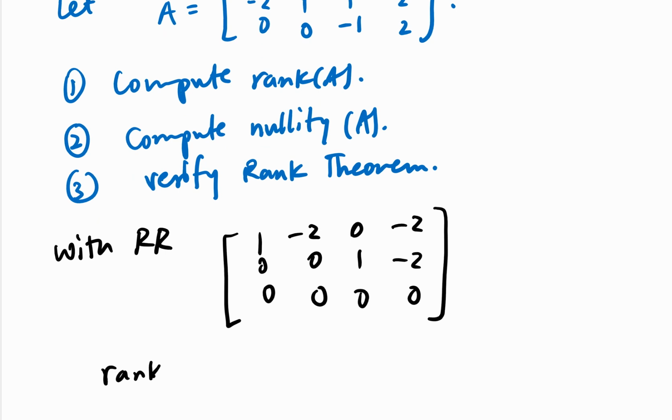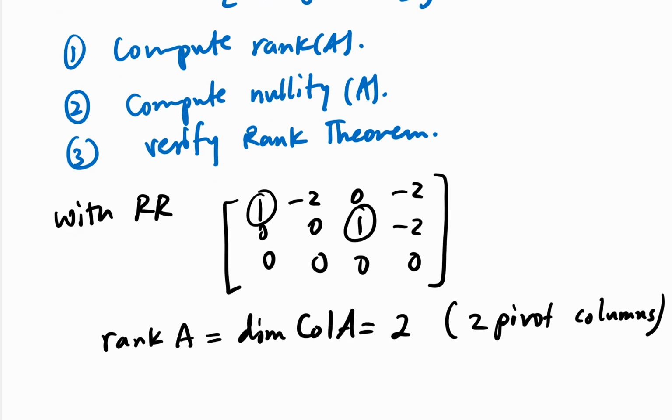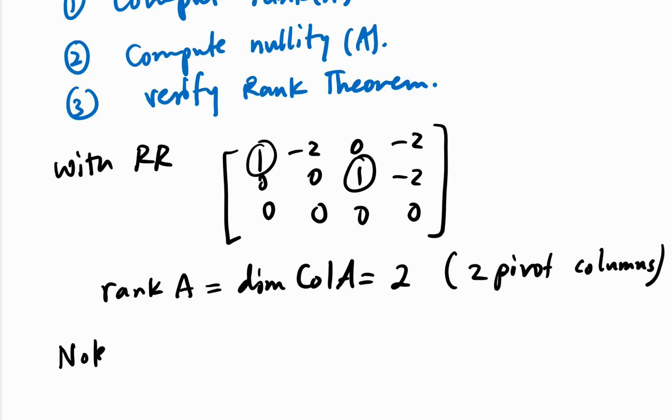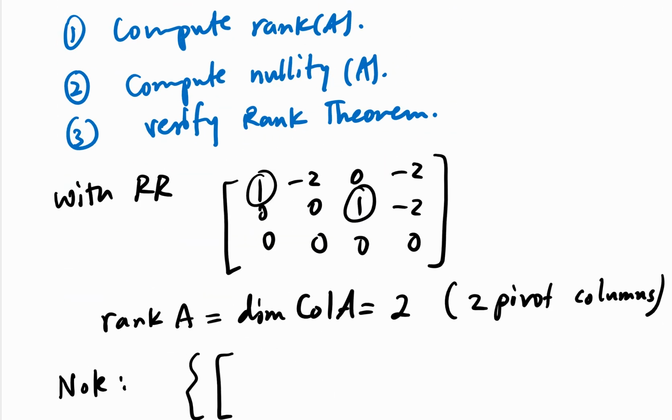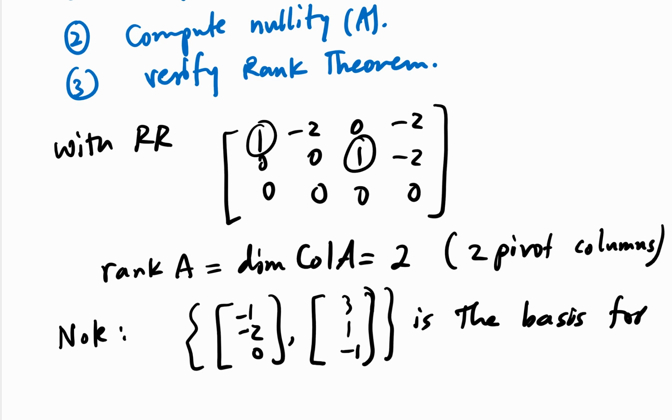What's the rank of A? How many pivots? 2 pivots. So that's the dimension of the column space of A, which is 2 pivot columns. Note, if you remember what we did today, if you go back to the original matrix, the first column, negative 1, negative 2, 0, and the third column, 3, 1, negative 1, this is the basis for the column space of A.